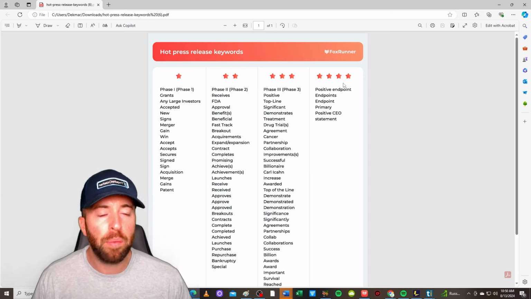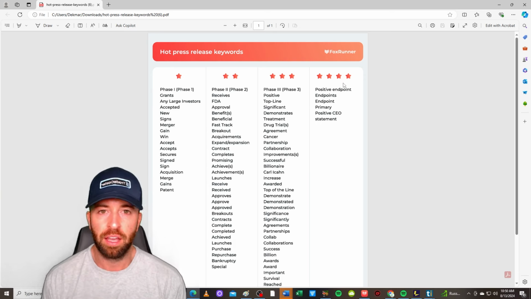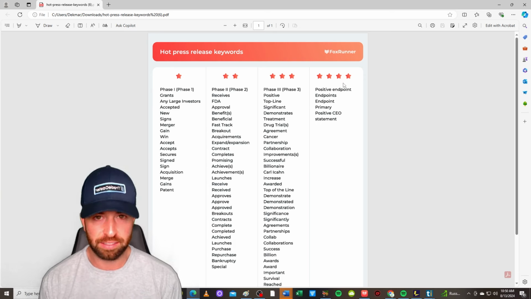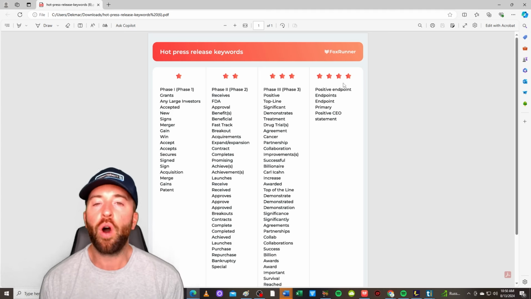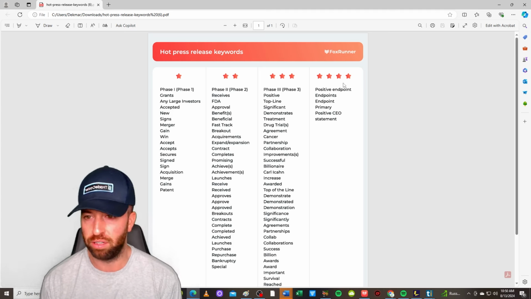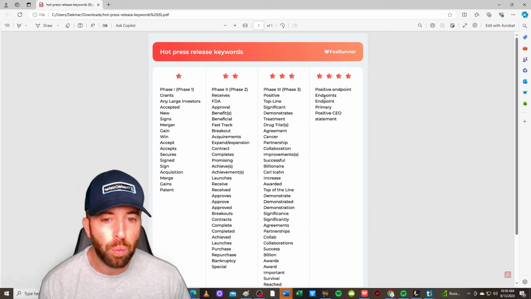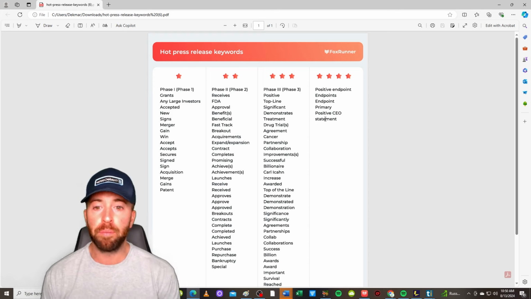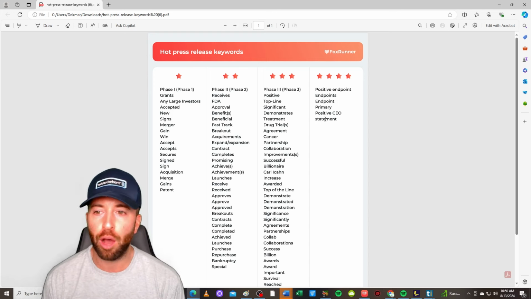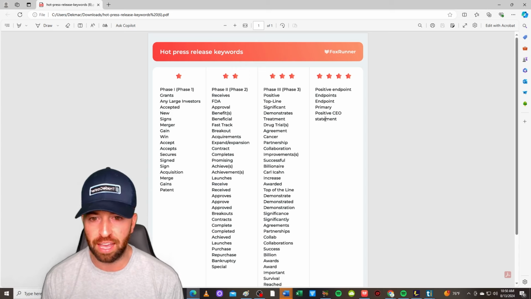So team, this is what we want to be looking for in the title. We do not need to read the entire press release of a stock. All we have to do is read the title of a press release. And if it has one of these keywords, and even multiple keywords, it is going to help us understand why this one is getting a reaction.